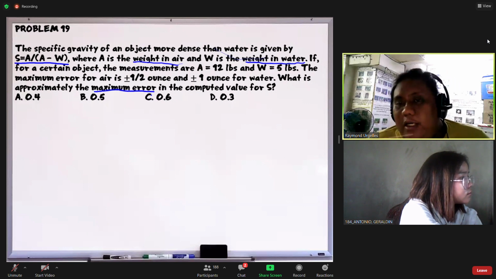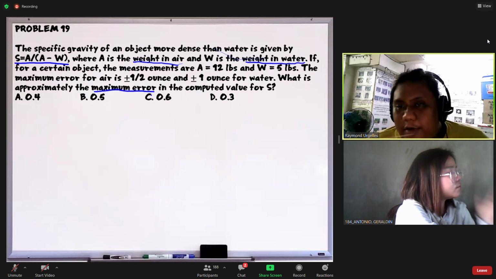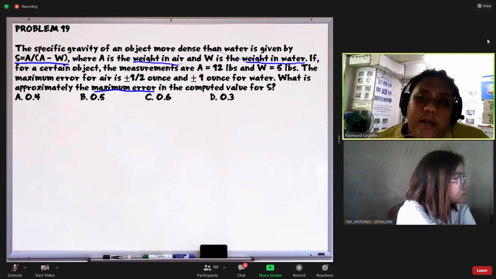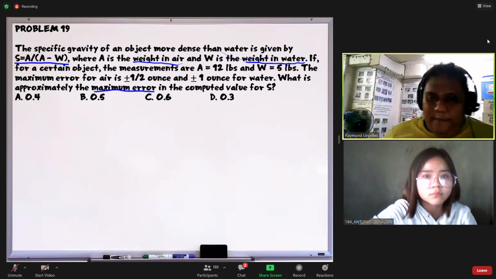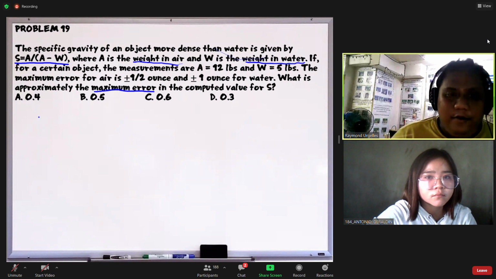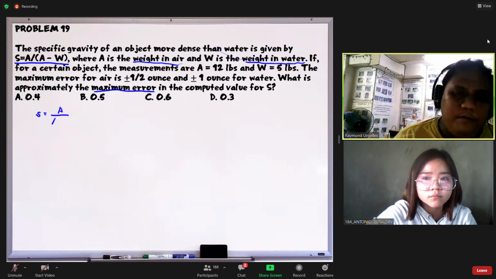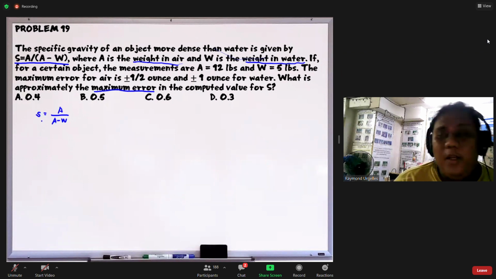And yung sa water naman is plus or minus 1. Okay? So, ibig sabihin, kahit positive yung error sa air, pwedeng magkaroon ng negative yung error sa water. Diba? So let's try to solve for the error for the computed value of S. Diba? So, ganito yung given sa atin. So, A over A minus W. Okay? So, we want to solve for dS in this case.